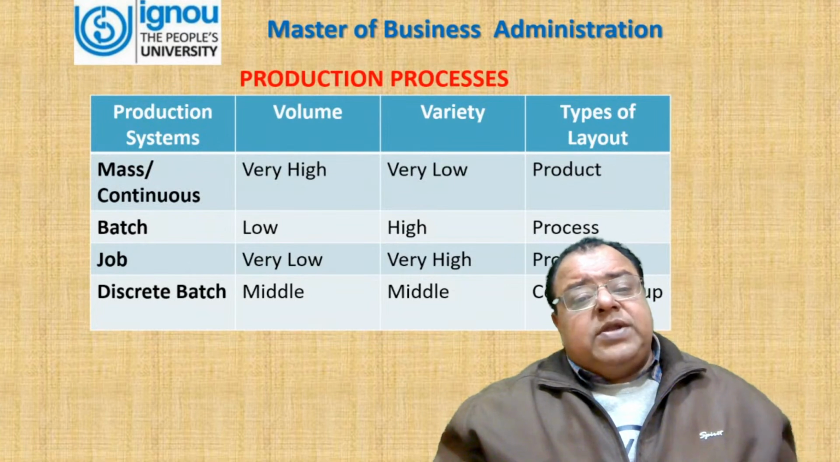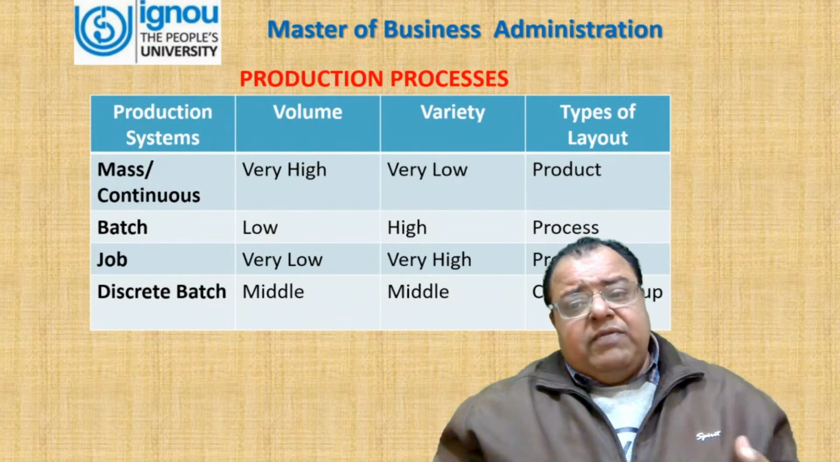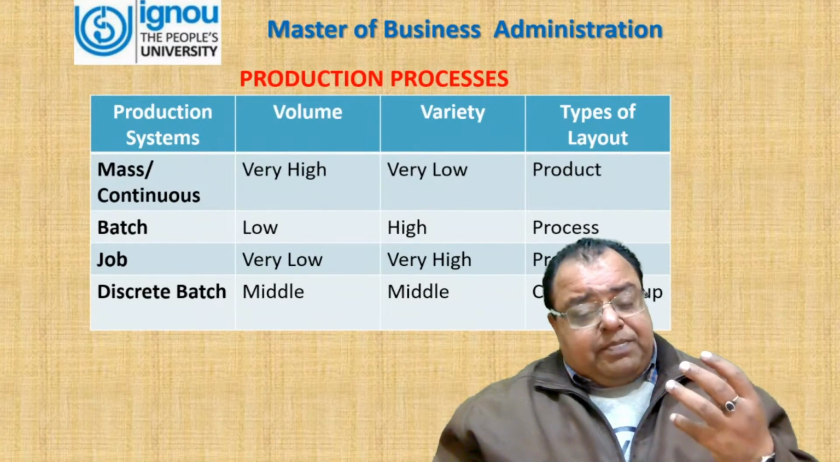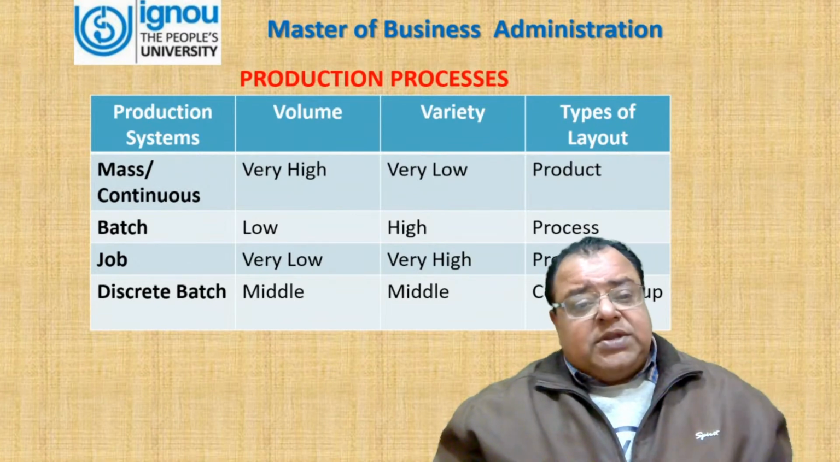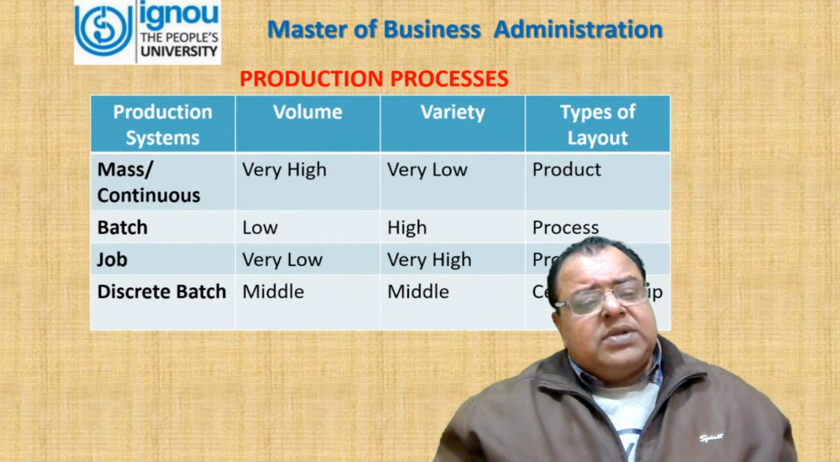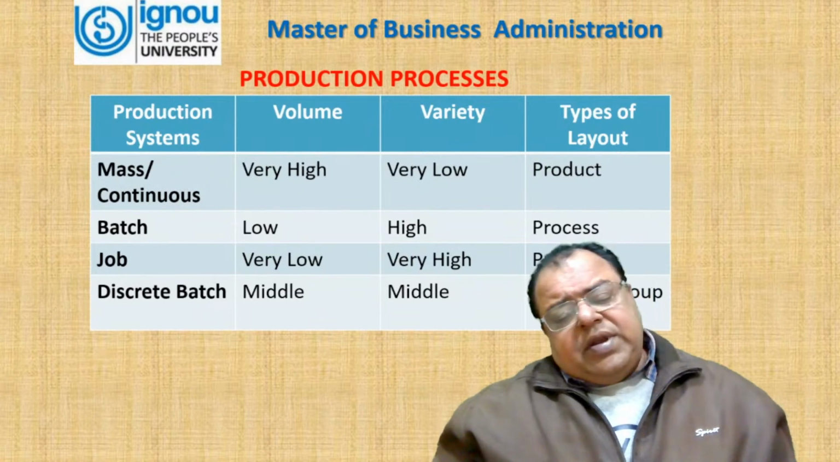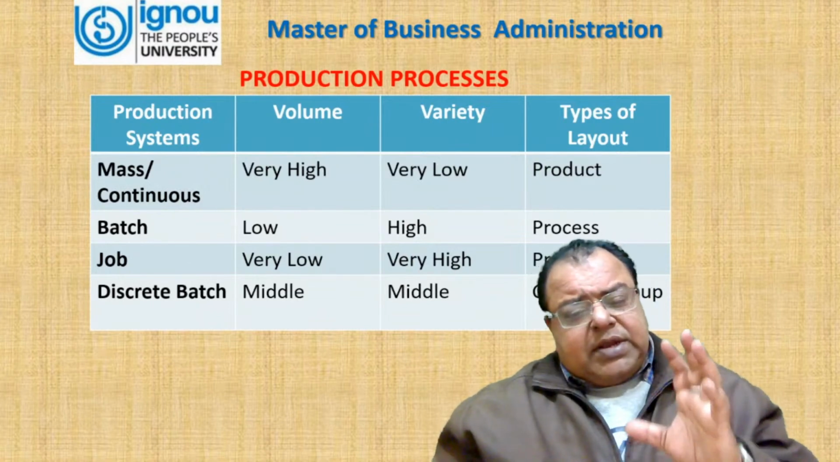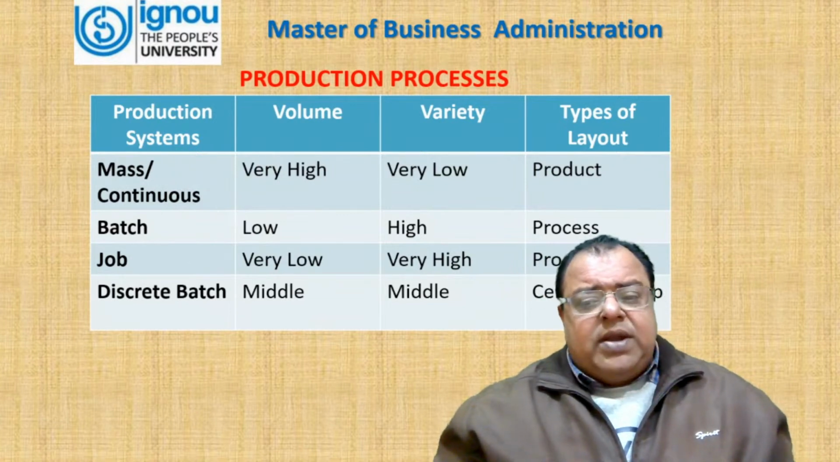There are different production processes. If we talk about the production process, we can see that depending upon the nature of the product to be processed, we can identify the production process. Production systems are mass or continuous, batch, job, and discrete batch. We will be comparing them in terms of their volume, variety, and the type of layout required.